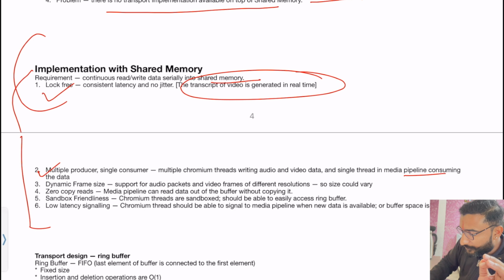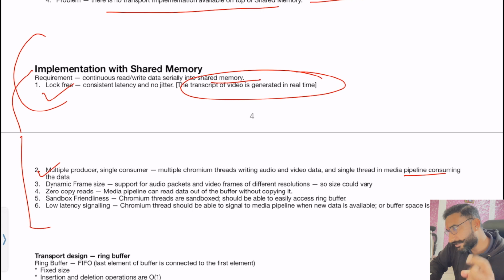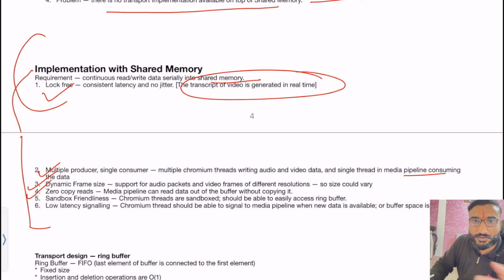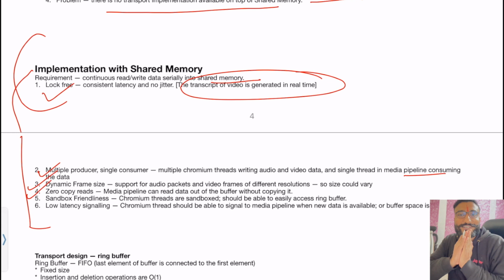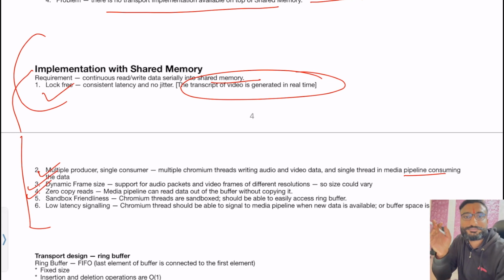Now, dynamic frame size. The frame size can vary. Why can it vary? Because the video can be of different formats. Another reason it could be of different formats is that we have different devices to support. Another thing is that we are supporting both audio frames and video frames, so the frame size could vary. Zero-copy reads: we don't want to have any copies available. We don't want a requirement that we need a copy.